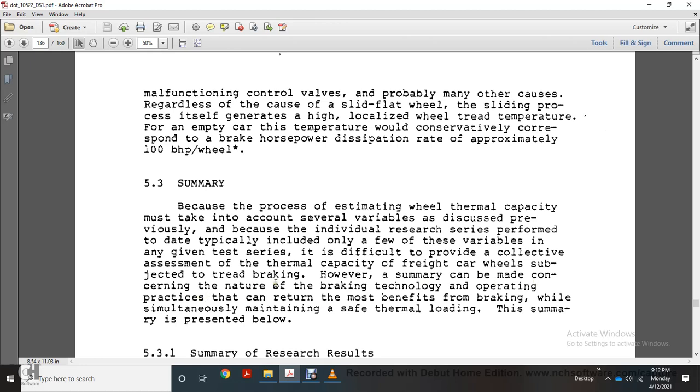However, a summary can be made with concern for the nature of the braking technology. Operation and practice can return the most benefits from braking while simultaneously maintaining a safe thermal loading. The summary is presented below.